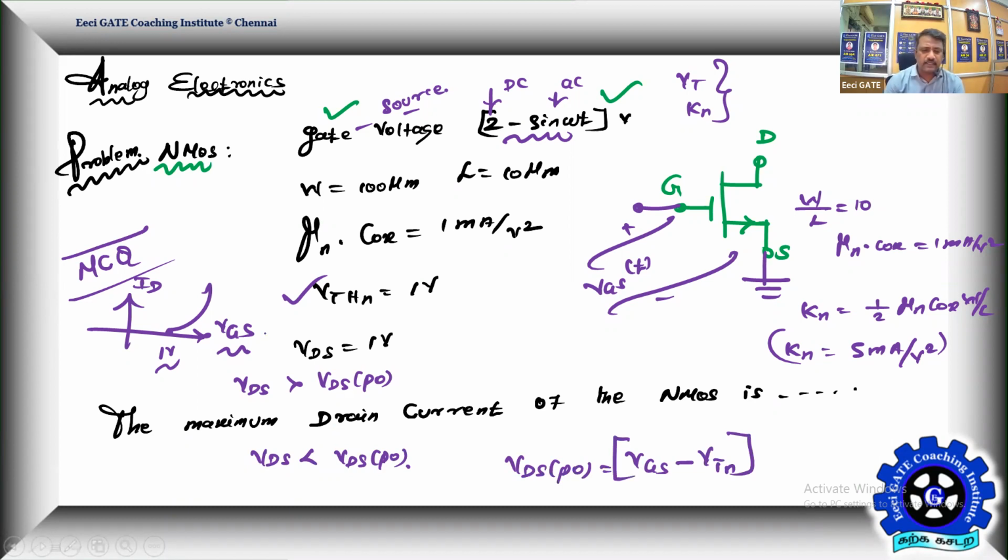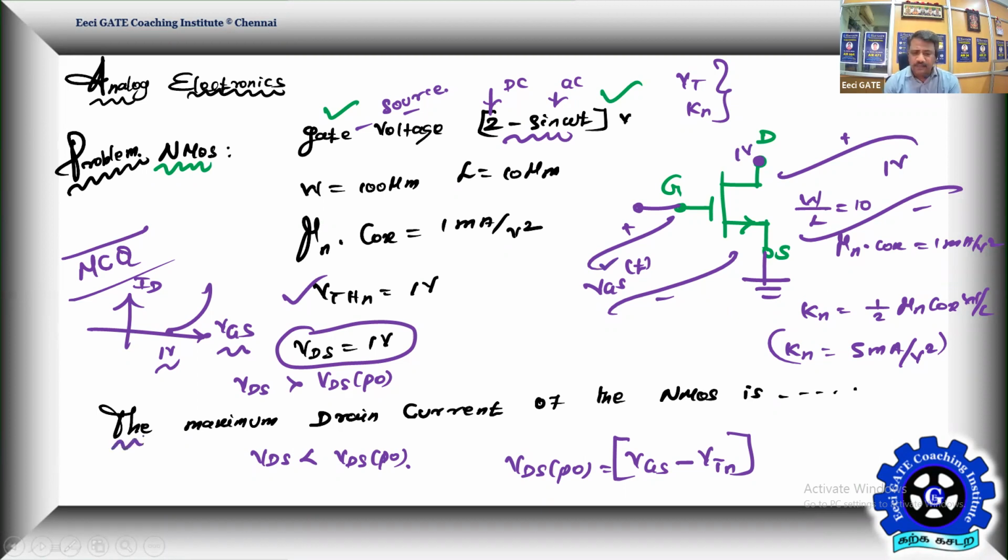So this is the data, and we know how to play with this. Then extra data is given: the voltage between drain and source is given as 1 volt. So I will take the drain potential as 1 volt. VDS is a constant 1 volt, not having any variation. Only VGS has a sinusoidal variation. The problem is, what is the maximum drain to source current, or shortly the drain current, of the NMOS? What is the maximum current in the channel? That is the problem. How to proceed for this problem? We'll see.